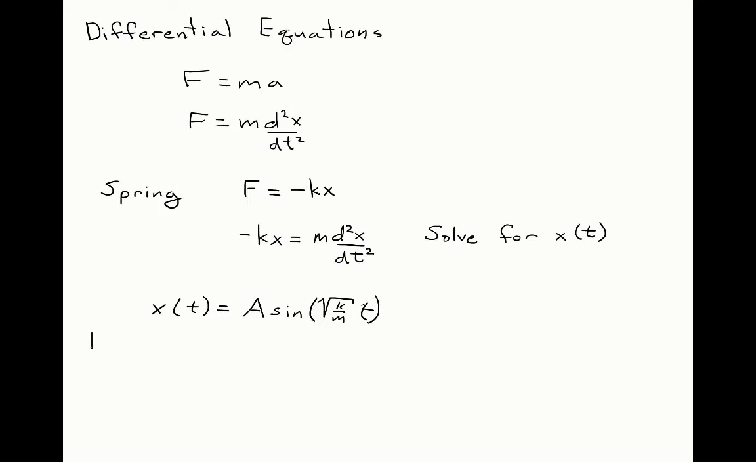So what I want you to do is plug this into the left side of the equation, which is extremely straightforward because all you have to do is multiply minus k times x. Don't overthink it. Okay, and for the next one, the next thing I want you to do is plug x of t into the right side of the equation.